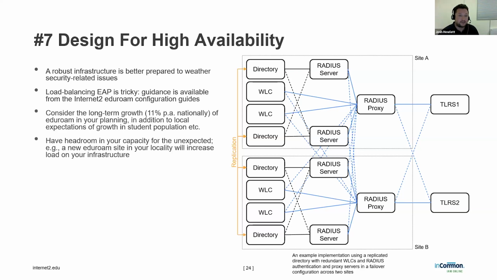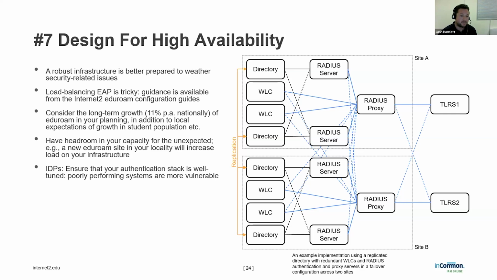You should consider the long-term growth of eduroam. Sarah spoke to the fact that the service is growing very strongly. We're seeing growth of authentications of about 11% per annum. So you want to consider that in your capacity planning. And make sure that you have headroom in your capacity planning for unexpected events. So every now and again, a new university will come online. If that university is in your locality, suddenly you'll have thousands of new students potentially connecting to your campus. So just make sure that you've got headroom in your capacity to cater for those sorts of cases.